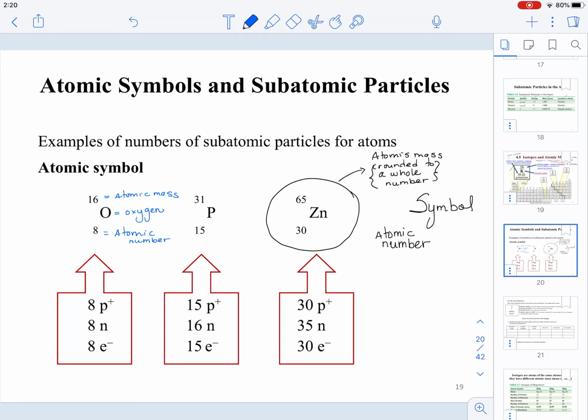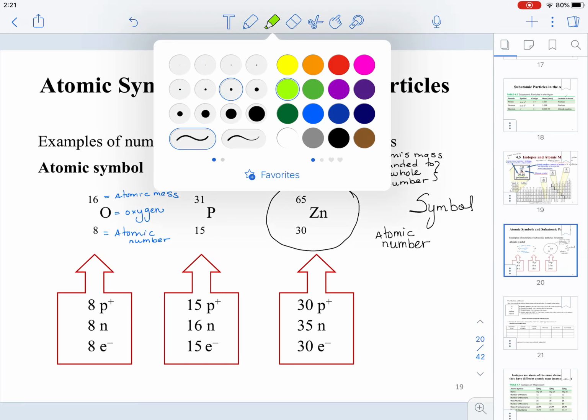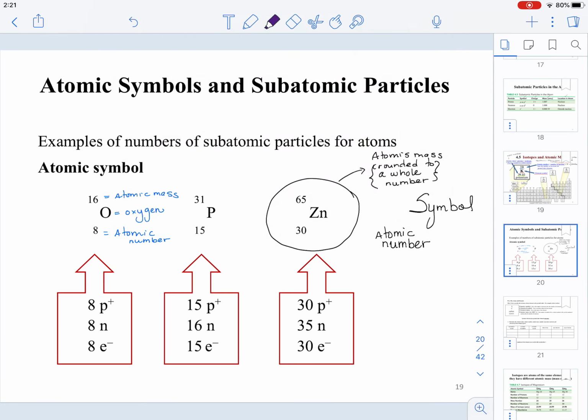And when it comes to this, remember, number of protons and number of electrons are going to be the same. I'm just going to highlight them. So the atomic number is going to tell me how many protons and how many electrons I have. And as you can see, 8. That matches that number. Okay.